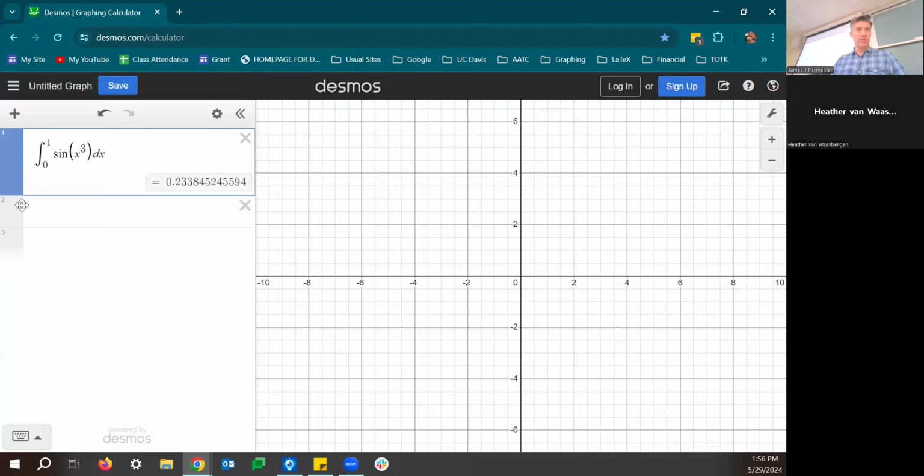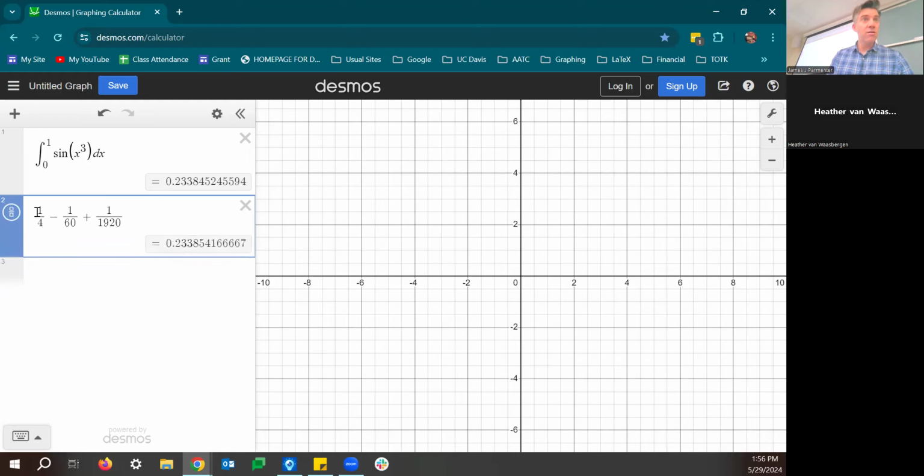And let's see what our approximation was: 1/4 minus 1 over 60 plus 1 over 1,920. It's kind of neat that you can use Desmos as a calculator. Yeah, that's a pretty good estimate, I'm pretty pleased with that. A lot of times you feel like, what do we actually use this math for? This is something you can use a Taylor polynomial for: to approximate the integral of something we otherwise could not anti-differentiate, to a pretty good degree using only 3 terms of the series. So pretty nice.